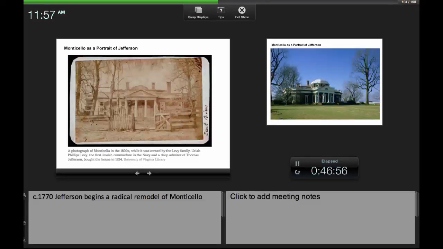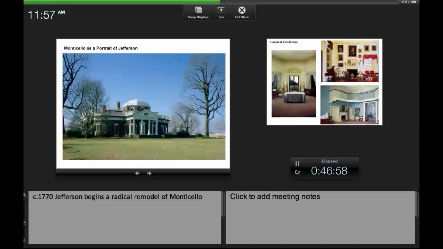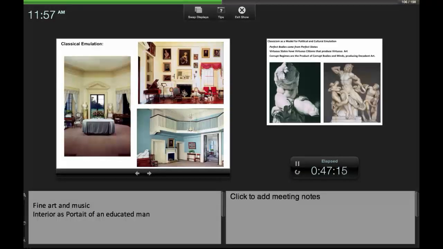It was in terrible condition, as was Mount Vernon. But it's also about a portrait of Jefferson himself. It was a very self-conscious effort to portray himself as a solitary philosopher, living alone, thinking, drawing, writing speeches for liberty. And he followed this very popular model of what's called classical emulation, where you hold up great heroes and great art and great things to prove that you are virtuous.